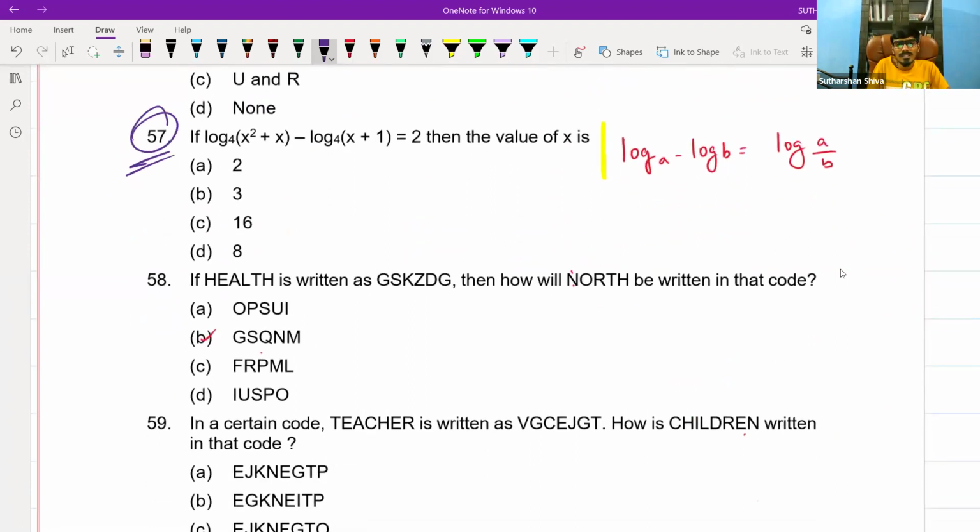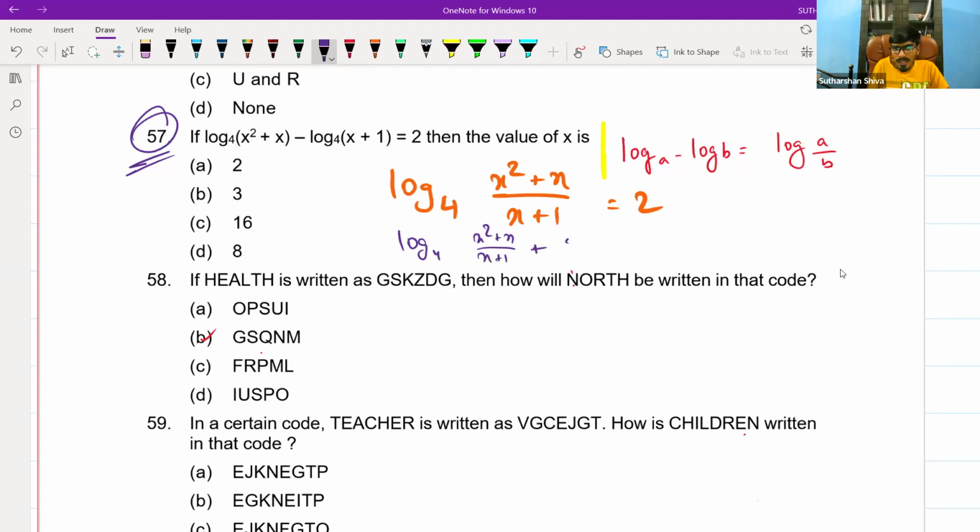Question number 57. Based on logical reasoning, they are given log 4 into x square plus x. This basically you can easily do. Log a minus log b is equal to log a by b. The same formula. So log 4 base is same. So log 4 x square plus x divided by x plus 1 equal to 2. Okay. Equal to 2. So what I will do, simply log 4, x square plus x divided by x plus 1.